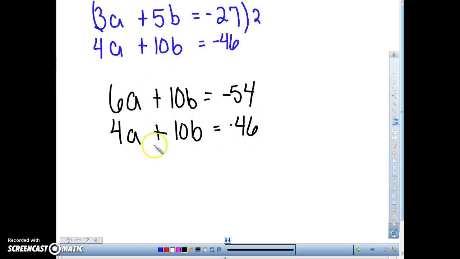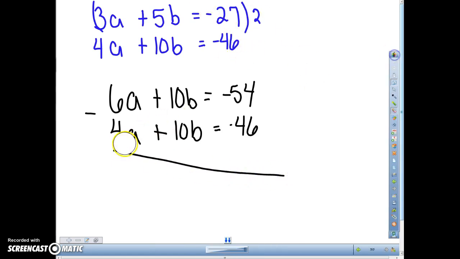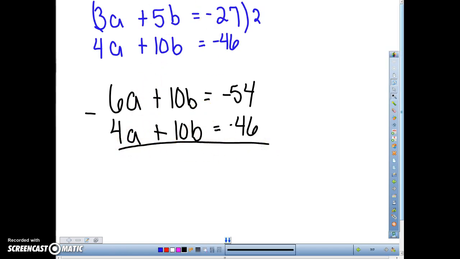So on this one you can see that they have the same sign. So same sign, subtract. We're subtracting the entire equation. That wasn't a very straight line, but that's a little bit better. So 6a minus 4a, so we have 2a. 10b minus 10b cancels. Negative 54 minus negative 46 becomes negative 8. Divide by 2.